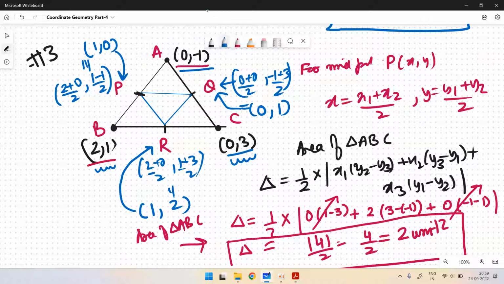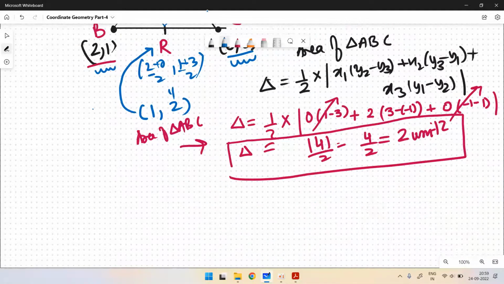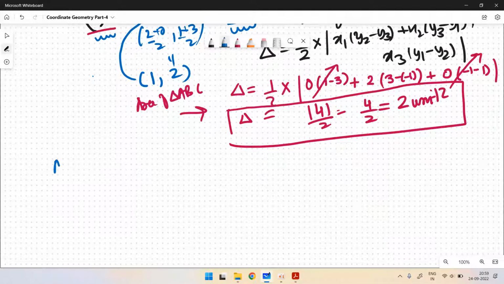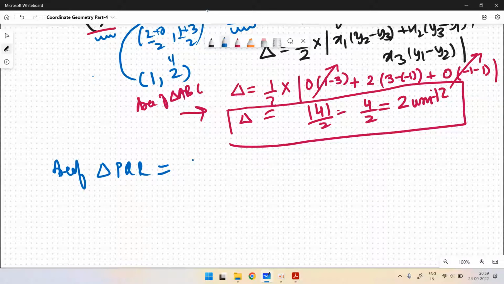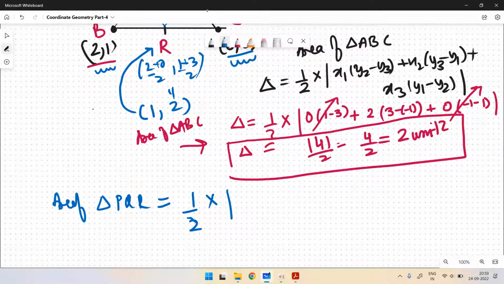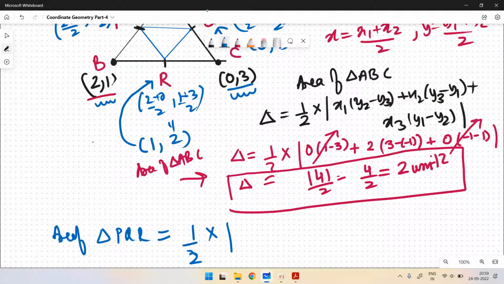Now if you want to calculate the area of triangle PQR, I am applying the same formula but with different values. This is half into mod of x1 for PQR. I'm taking P as x1 y1, Q as x2 y2, R as x3 y3.